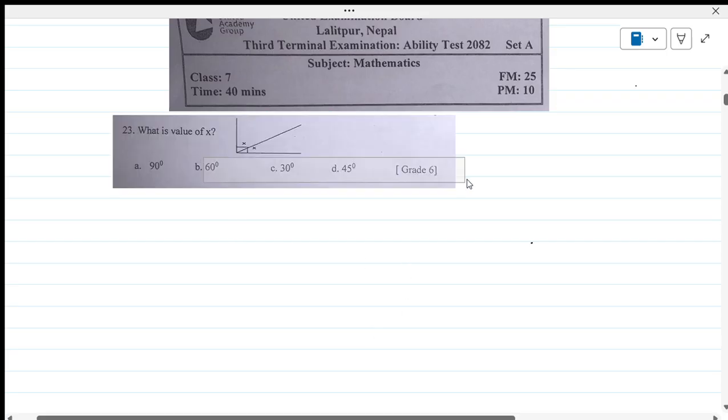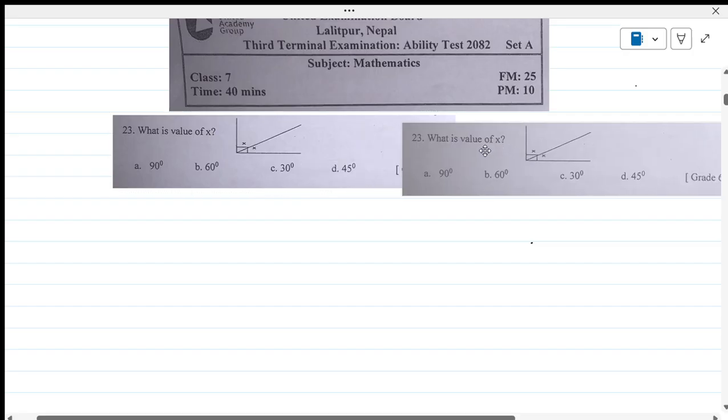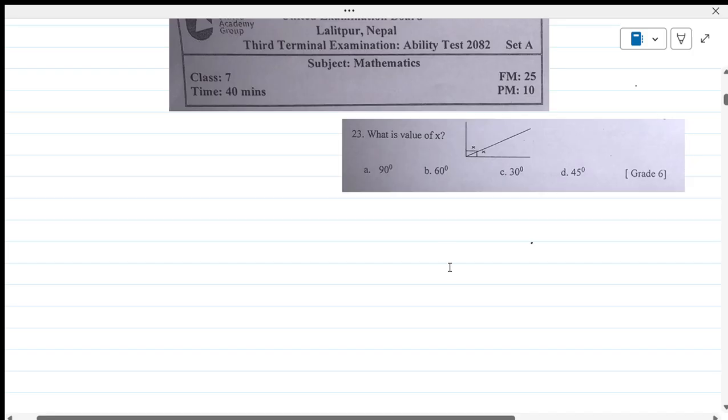Okay, so what's said here in 23 is, let's see. What is the value of x? Here, given a right angle triangle, and this right angle triangle is split into two angles which are marked with x for each.